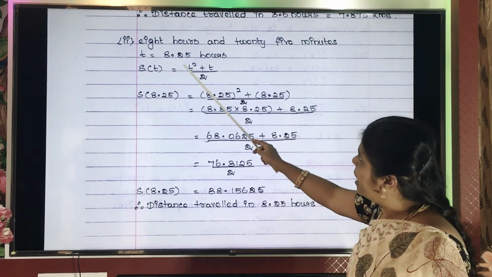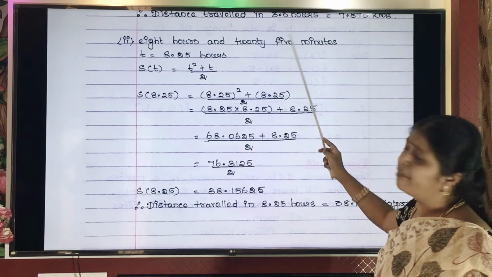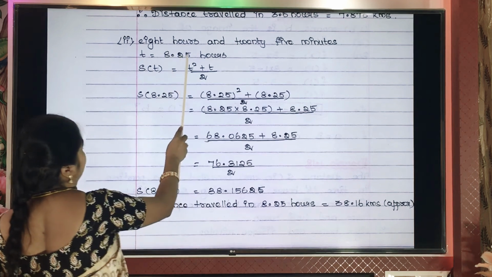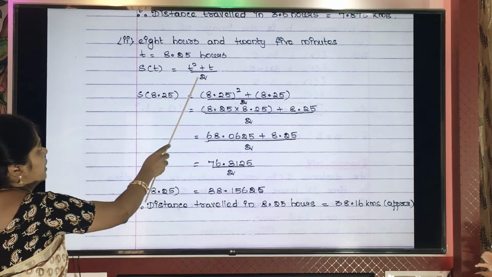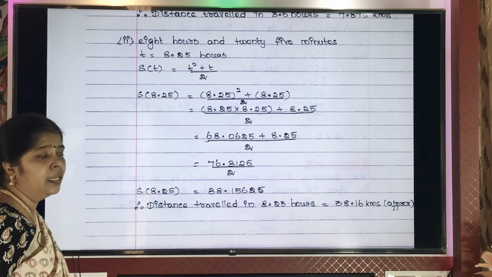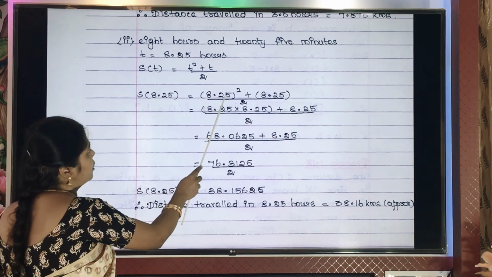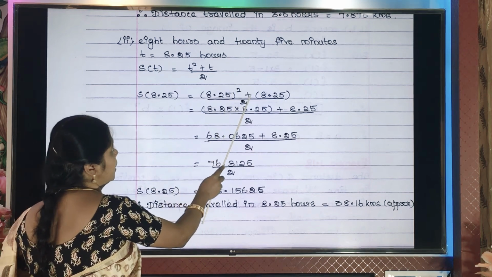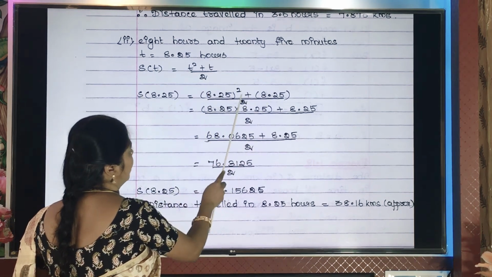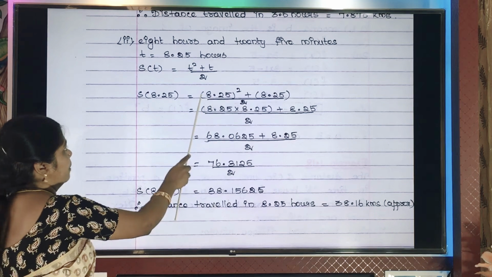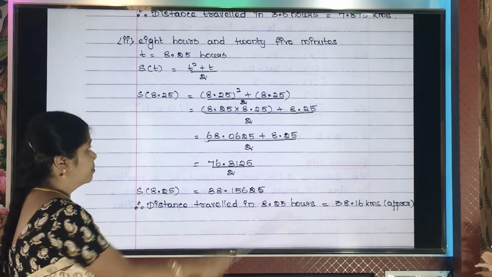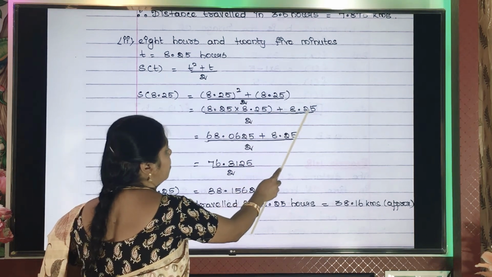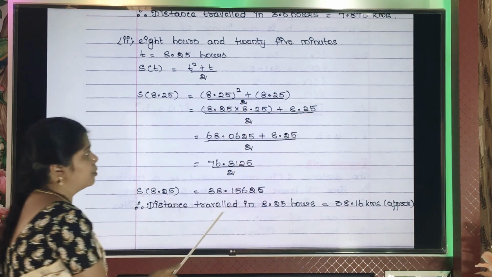Okay. Now, I have written 8 hours and 25 minutes. So, t will be 8.25. So, in the same equation, wherever I have written t, there I will substitute 8.25. So, what will I get? 8.25 the whole square plus 8.25 divided by 2. Now, 8.25 square means what? 8.25 into 8.25 plus 8.25 divided by 2.